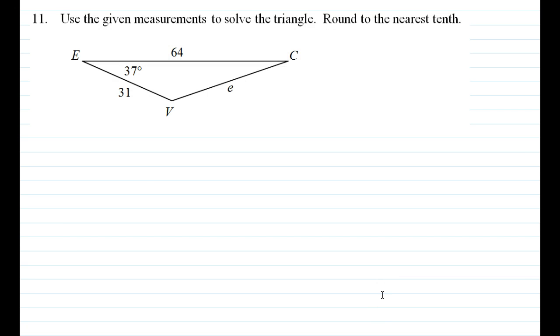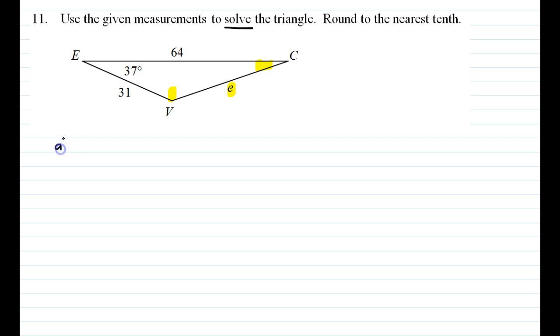Alright, for 11, again we're going to solve the triangle, so we got to find the missing pieces. So we need to find angle V, we need to find angle C, and side E. So we're missing 3 things. So this is an example where now we can't use the law of sines yet. So we're going to actually use the law of cosines.